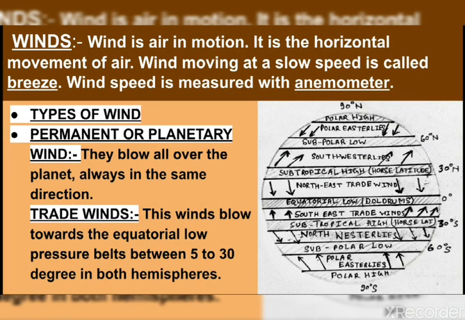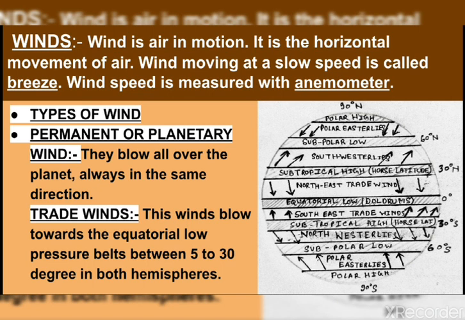Let's discuss winds. So, what is wind? Wind is air in motion. It is the horizontal movement of air. Wind moving at a slow speed is called breeze. Wind speed is measured by an anemometer, which is an instrument.